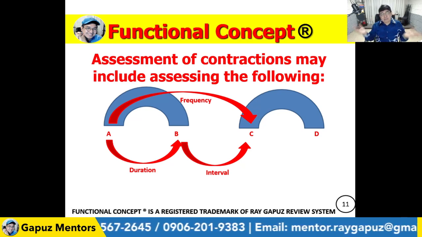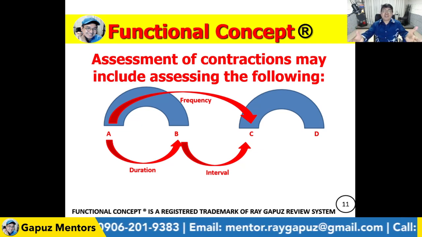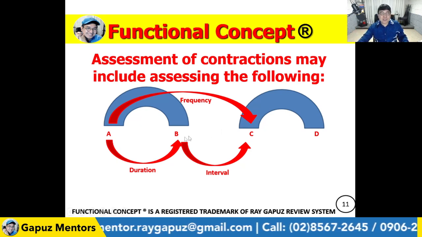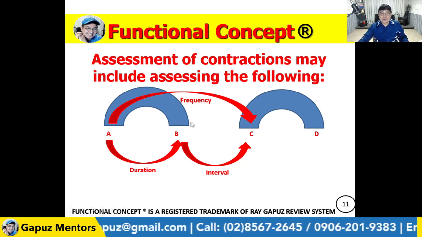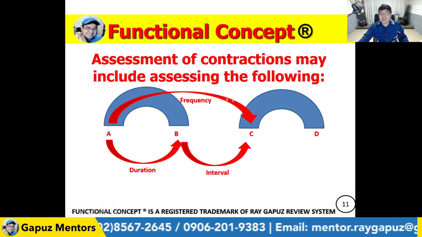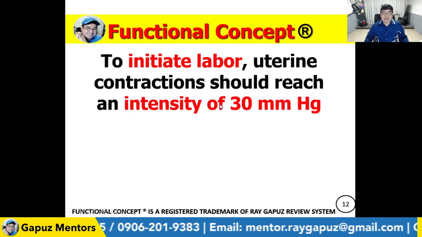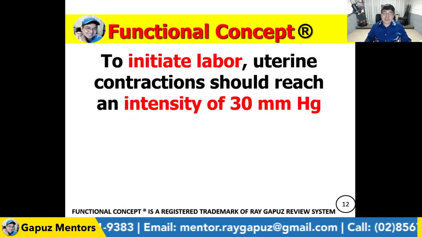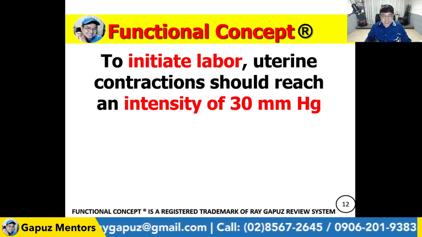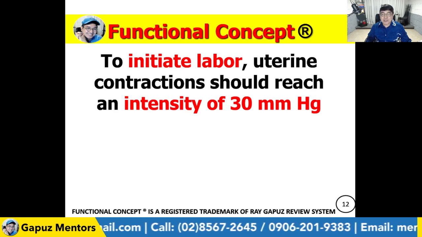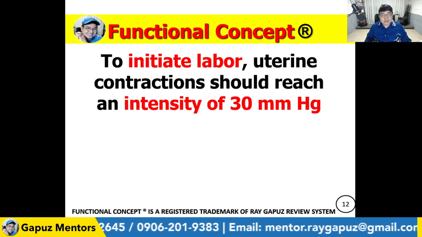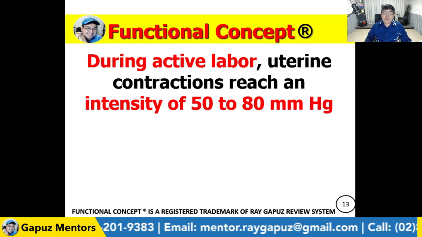So if you cannot memorize your terminologies, just visualize it using what we have drawn. So the distance from A to B, duration. From this, the distance from B to C, interval. The distance from A to C would be your frequency. And then to initiate labor, uterine contraction should reach an intensity of 30 millimeters mercury. So this intensity of 30 millimeters mercury is related to the onset of your uterine contractions.